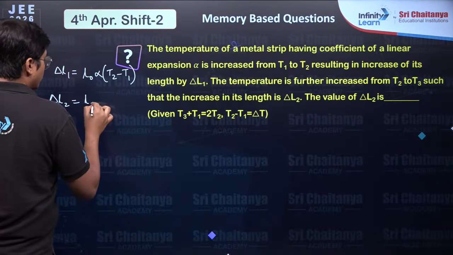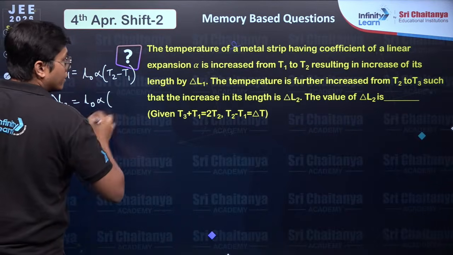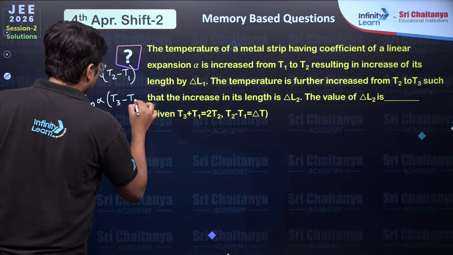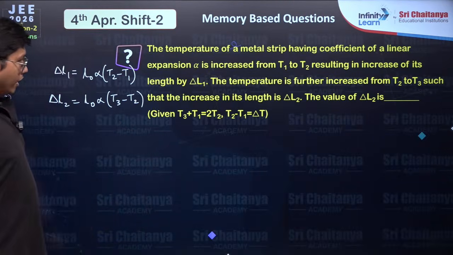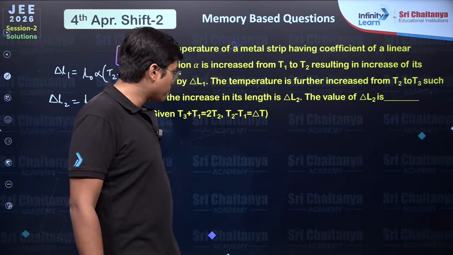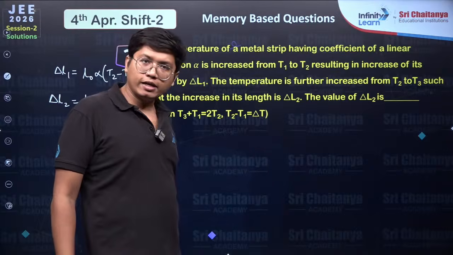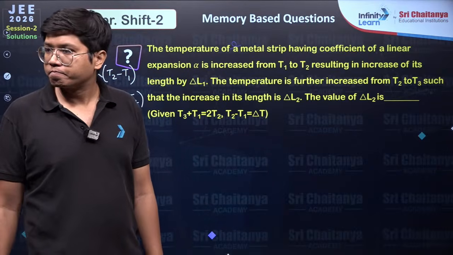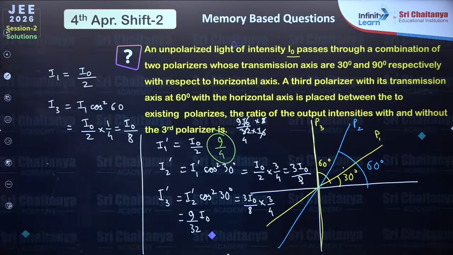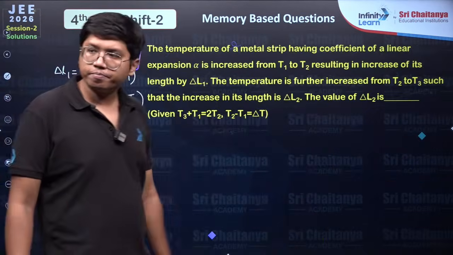Next is delta L2, which would be L0 alpha T3 minus T2, right? I have been given T3 plus T1 is 2T2 and T2 minus T1 is delta T. 32 is only right. I think we have done correct. It's 9 by 4 only.